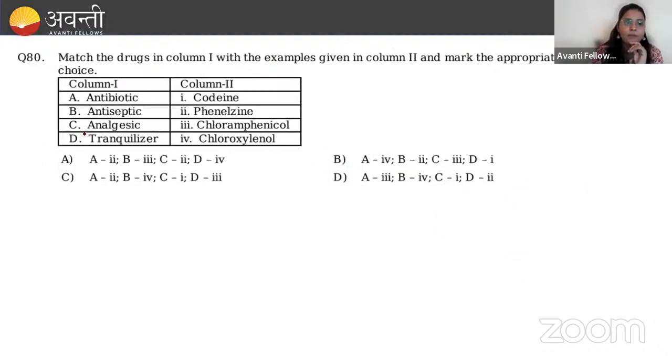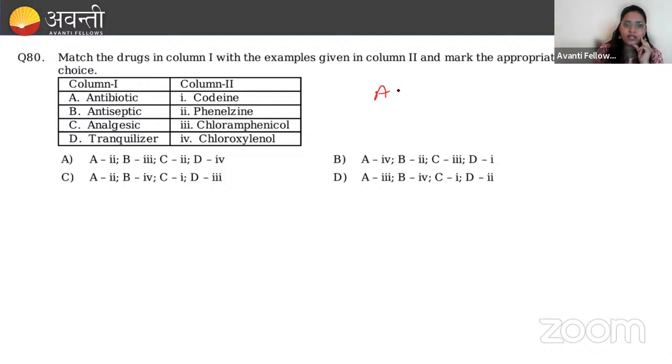Okay. Next problem. Match the drugs in column 1 with the examples in column 2. Can you tell me the answer? Antibiotic, antiseptic, analgesic, and tranquilizer. When we studied this chapter, I told you, please remember the examples of these drugs also. So first, that is antibiotic. Which is antibiotic among these? So chloramphenicol is what? Antibiotic, right? Antiseptic is which one? Chloroxylenol.